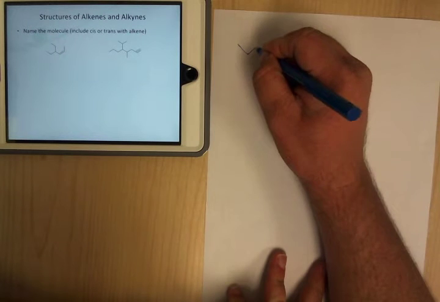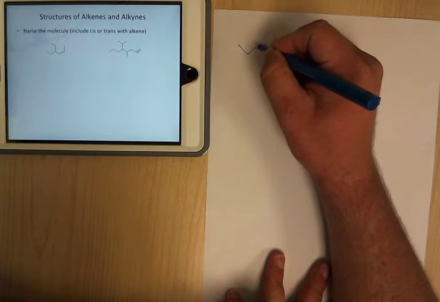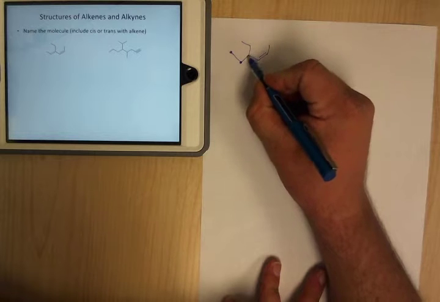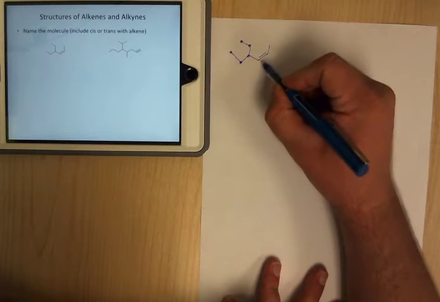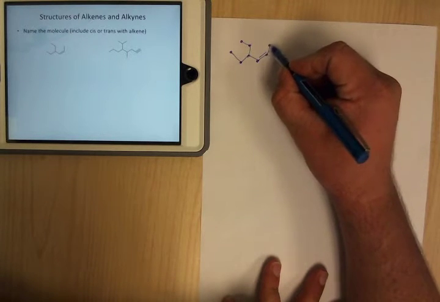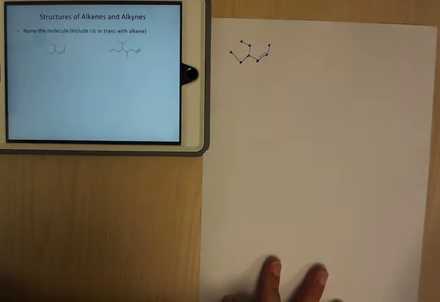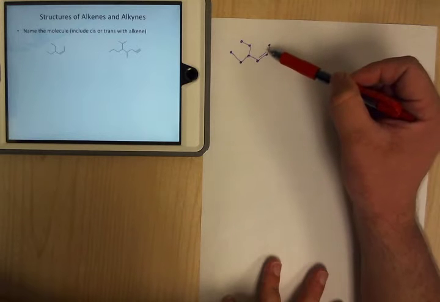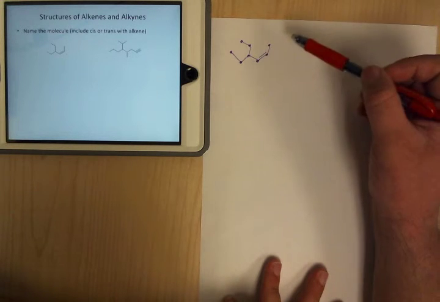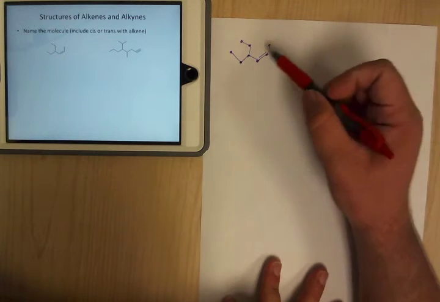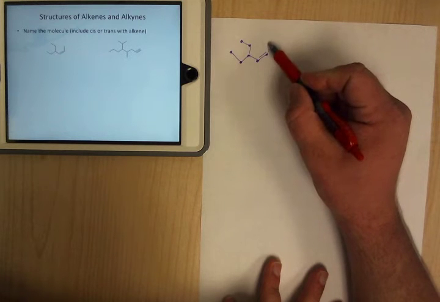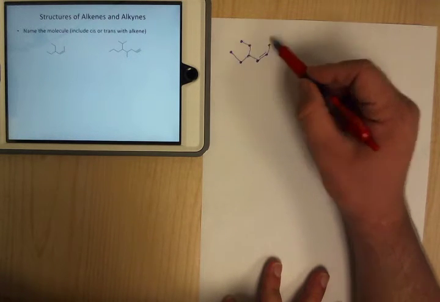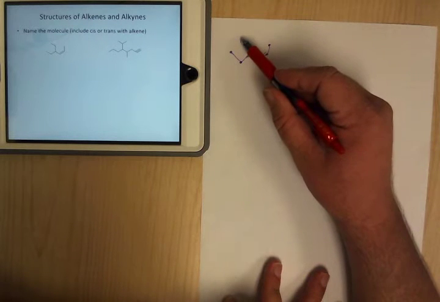Okay, so here we go. You can put in the dots where the carbons are, if it helps. So remember the longest chain has to go through that double bond. So the first step's always finding that longest chain. It has to go through here, so you might as well start there. So 1, 2, 3, 4, 5, 6. Don't forget to go through the side chains. 1, 2, 3, 4, 5, 6.